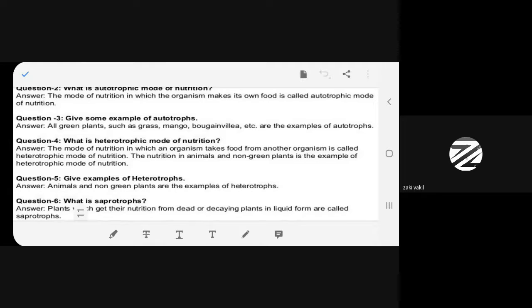Give examples of heterotrophs. Animals and non-green plants are examples of heterotrophs. Non-green plants cannot make their own food, remember? So they are also heterotrophs. Next, what is saprotrophs?